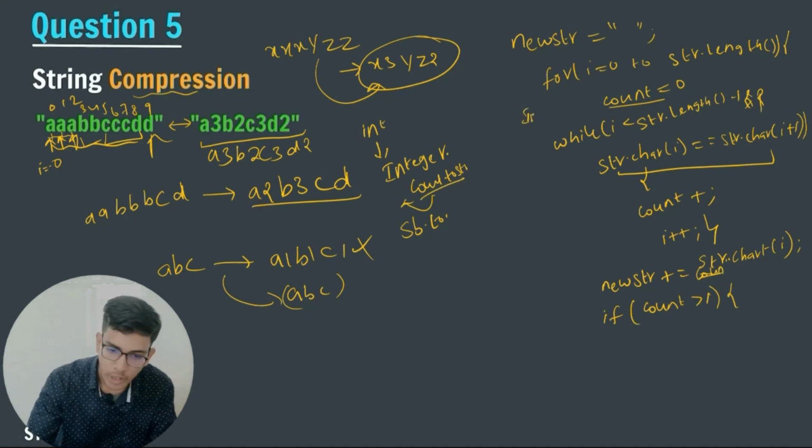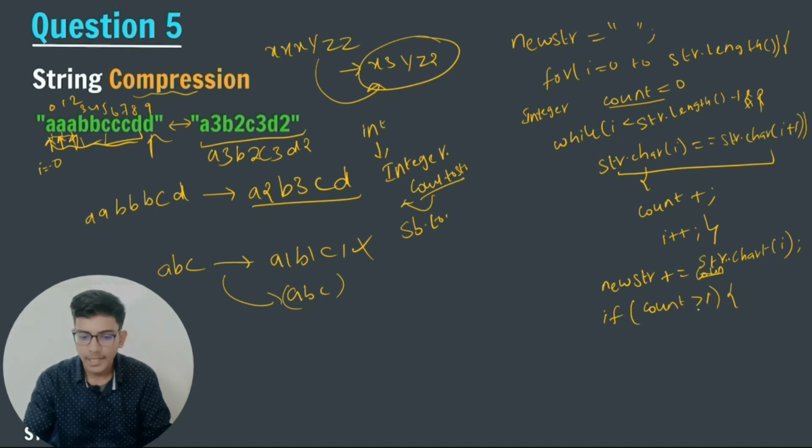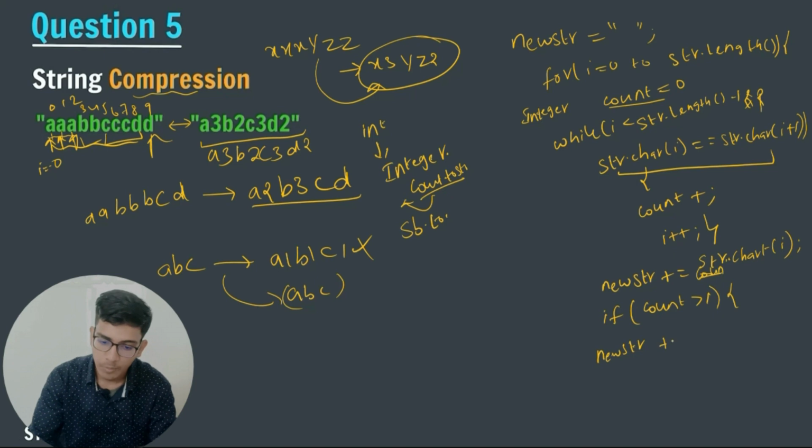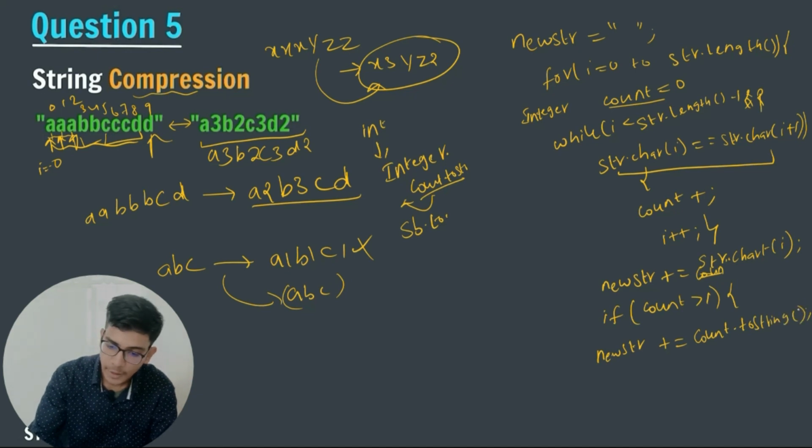So here, if my count is greater than 1, then what I will do is add the count value to my new string, right? newStr plus equals Integer.toString(count). That's all. This will convert the integer count into a string. After completing all the loops, all the iterations, finally return the value of newStr.